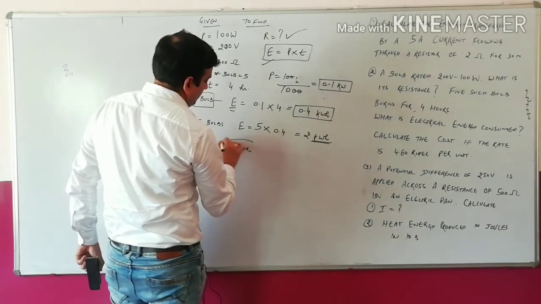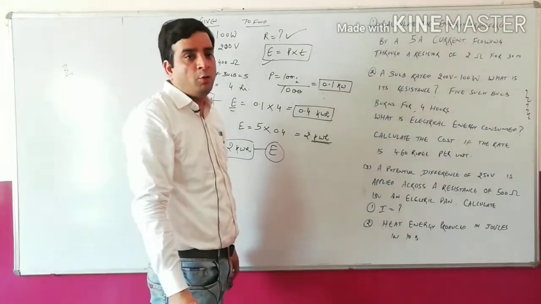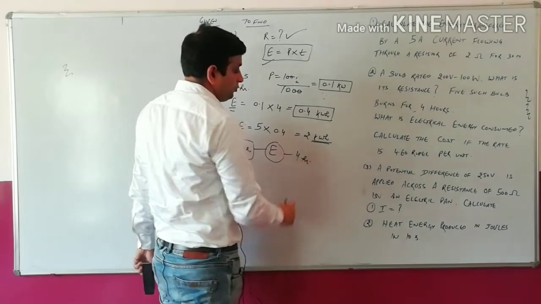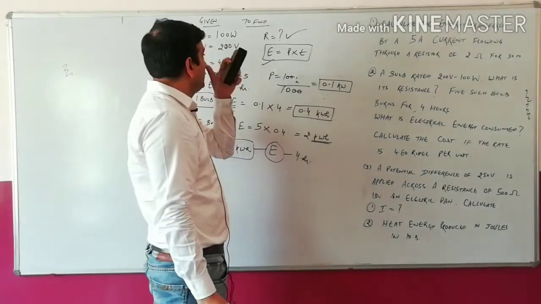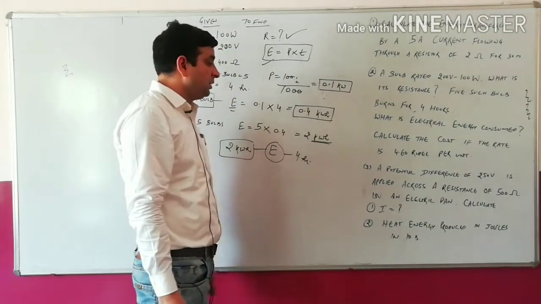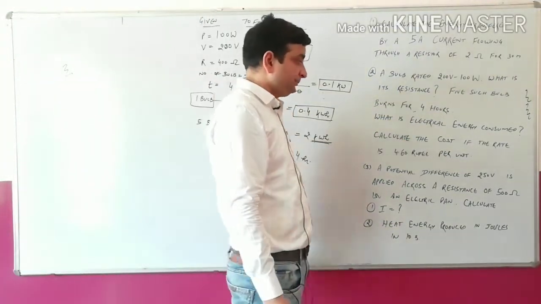2 kilowatt hour is the energy consumed by how many bulbs? 5 bulbs. For how much time interval? If they are used for 4 hours. कि 5 बल्ब हैं, हर एक की पावर कितनी है? 100 वाट, और उसको हम अगर 4 आवर्स के लिए यूज़ करते हैं तो वो कितनी एनर्जी कंज्यूम कर रहे हैं? 2 किलोवाट आवर. Now we will move to the next part.